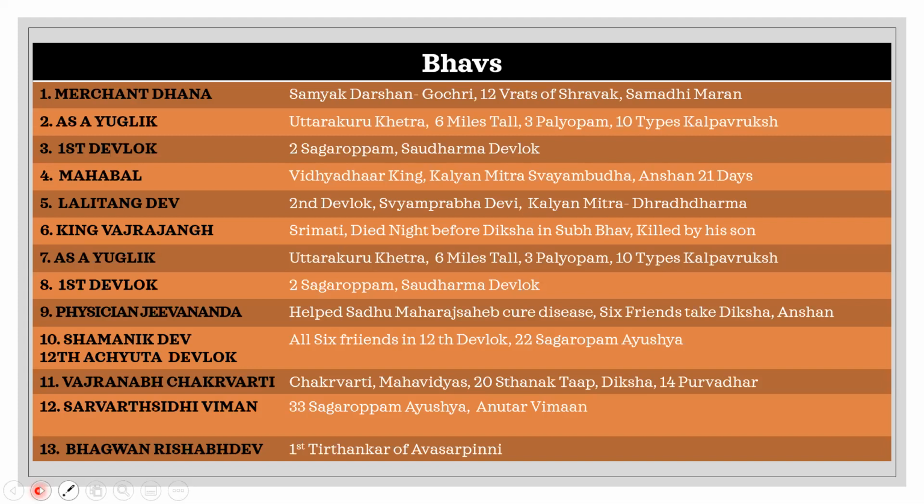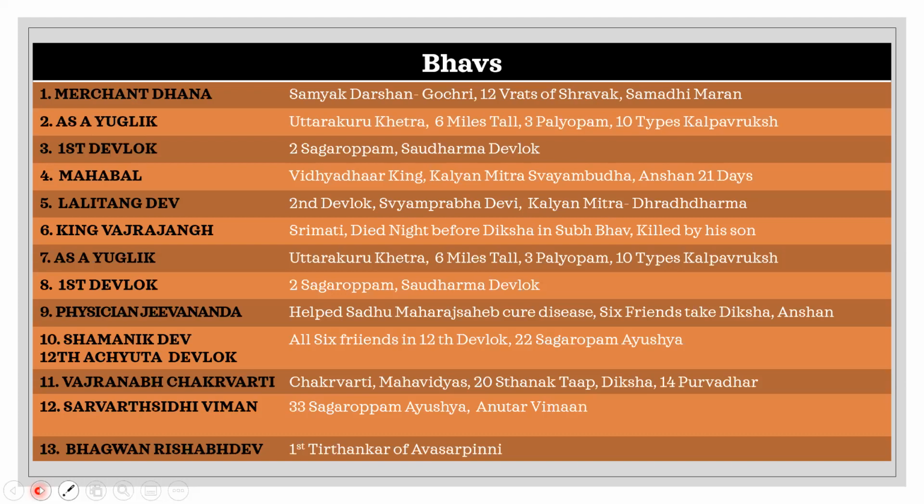And in the next bhav, he became a Yuglik in Uttarkuru Kshetra. And in the third bhav, he became a Vaimanik Dev in the first Sudharma Devlok. And then in the fourth bhav, he became a Vidyadhar Raja known as Mahabal. And in this bhav, he had a mitra known as Swayam Buddha, who brought him to the proper marg. He took Ansan. And then in the fifth bhav, he became a Lalitang Dev, that is in the second Ishan Devlok. In the sixth bhav, he became Vajrajangh Raja.